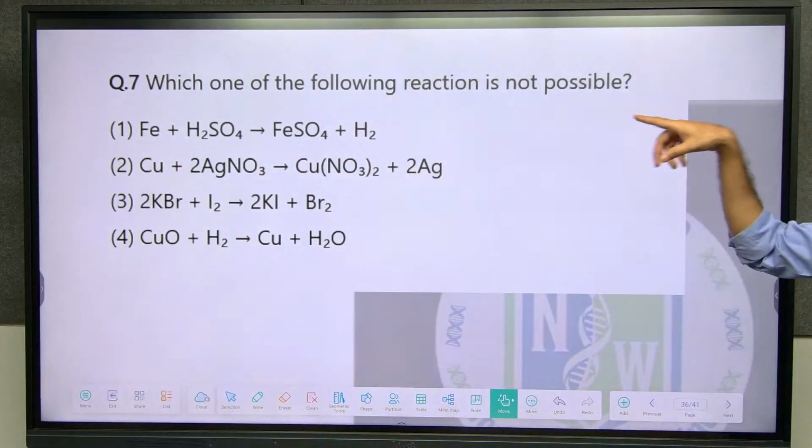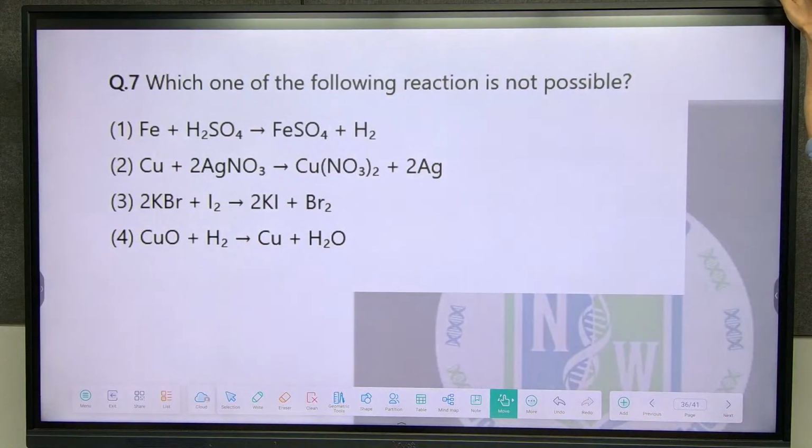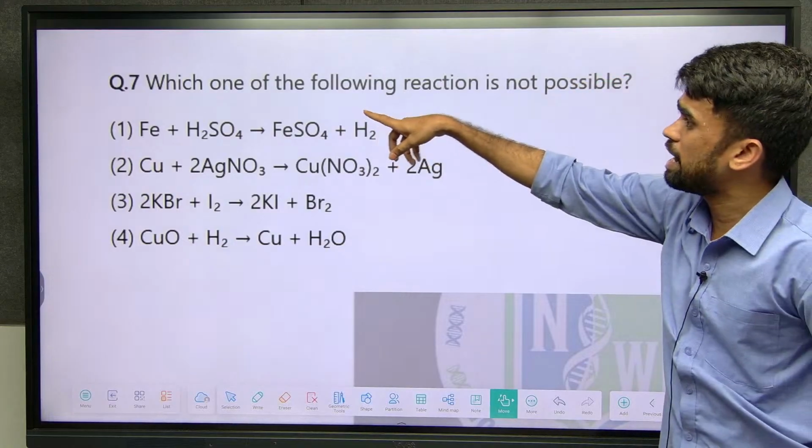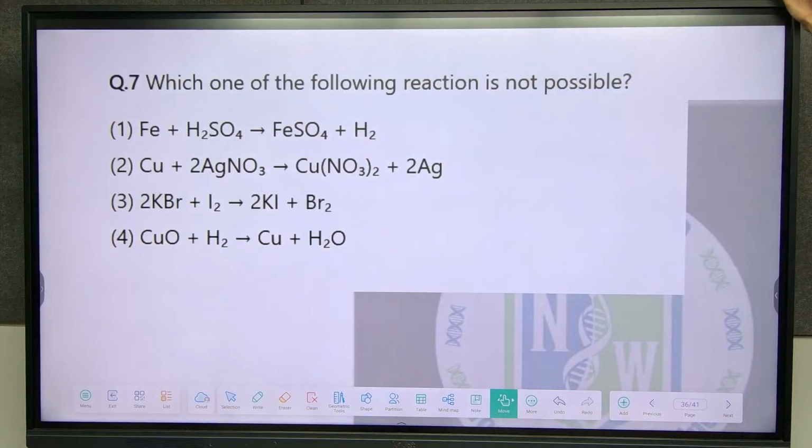We have written some metals, which are the following. Use what I told you now and identify which reaction is not possible.